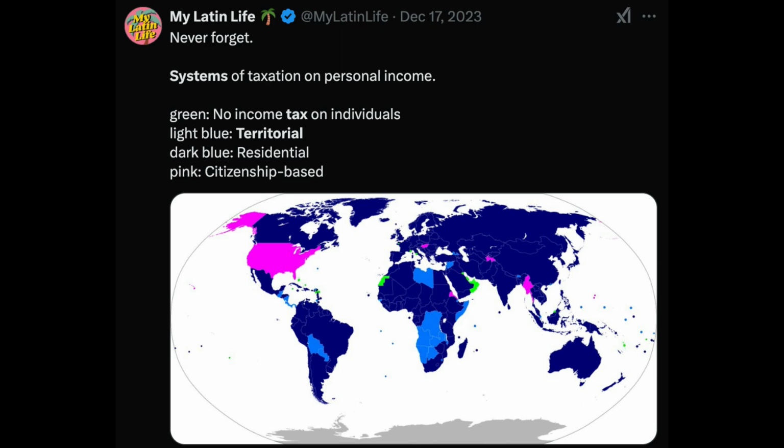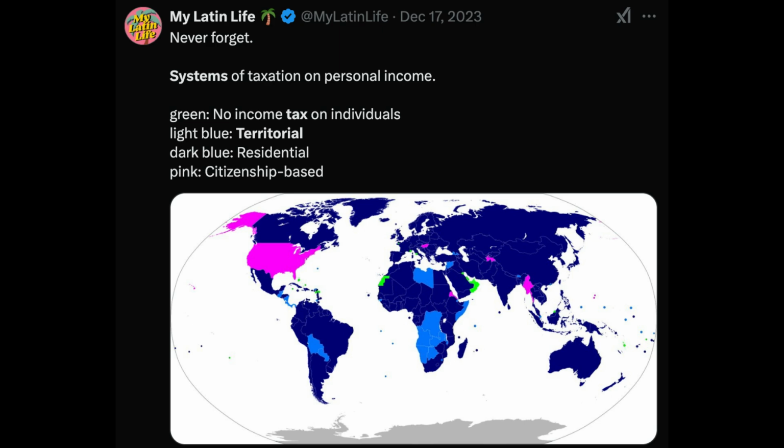At its core, a territorial tax system for individuals means that a country will only tax the income you earn within its borders. If you're an expat living abroad or someone with income from various countries, this could significantly affect how much tax you pay. So how does it work?